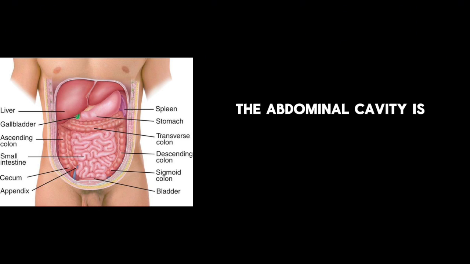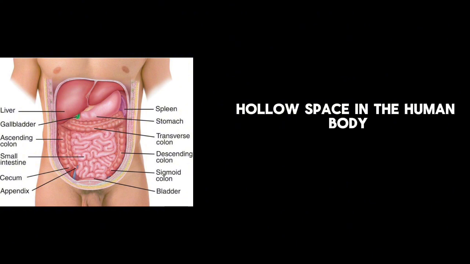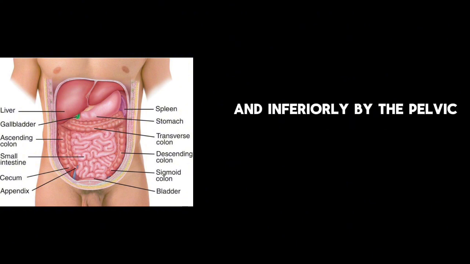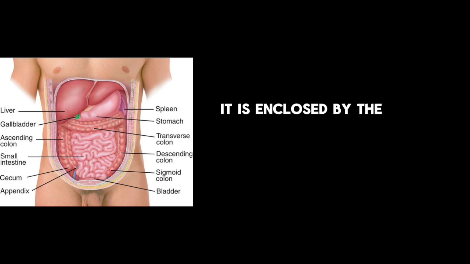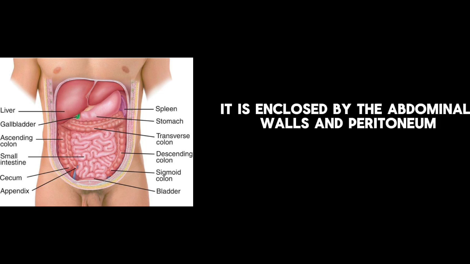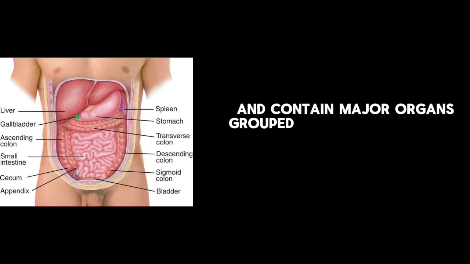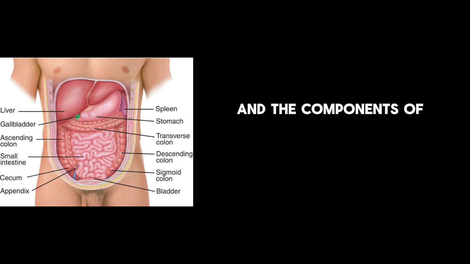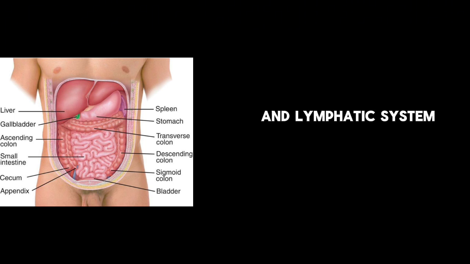The abdominal cavity is the largest hollow space in the human body, bounded superiorly by the diaphragm and inferiorly by the pelvic brim. It is enclosed by the abdominal walls and peritoneum and contains major organs grouped into several systems: the digestive system, the urinary system, and the components of the endocrine and lymphatic system.